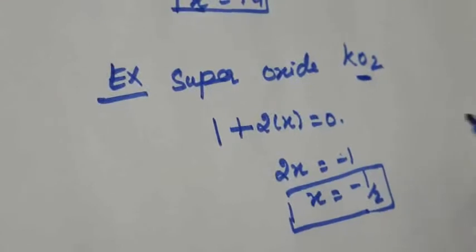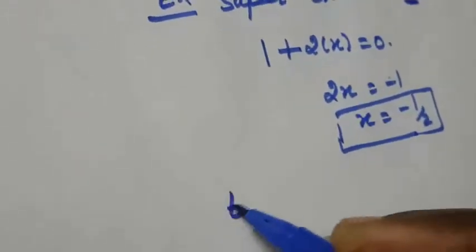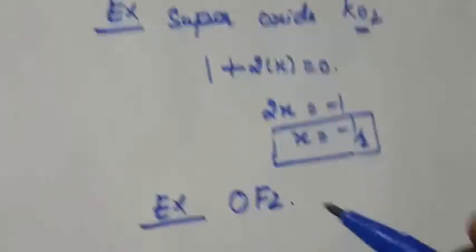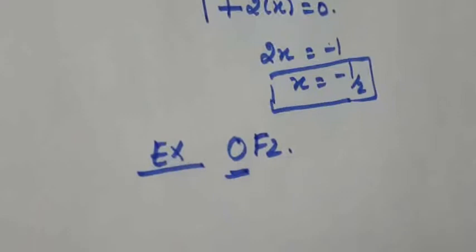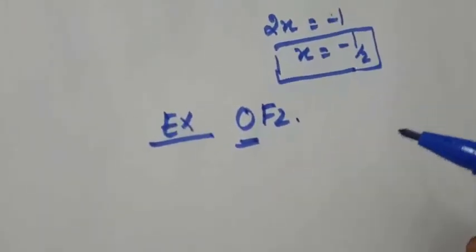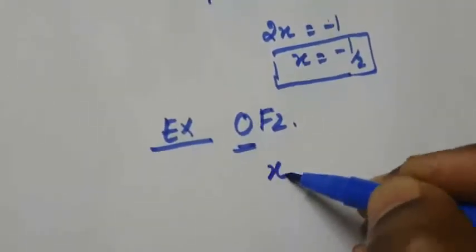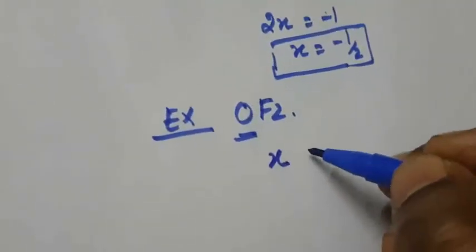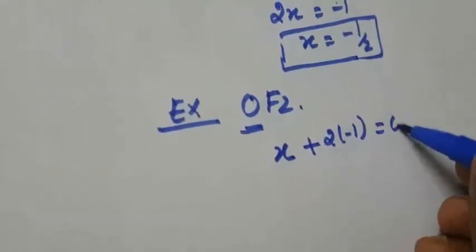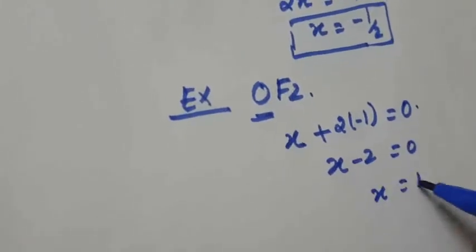Another one, oxygen difluoride, OF2. What is the oxidation state of oxygen? I already told oxygen is always -2, but some exceptions are there. Here in this exception, we assume oxygen is X. Fluorine is always -1, so X + 2(-1) = 0. X minus 2 equal to 0. X is equal to +2.